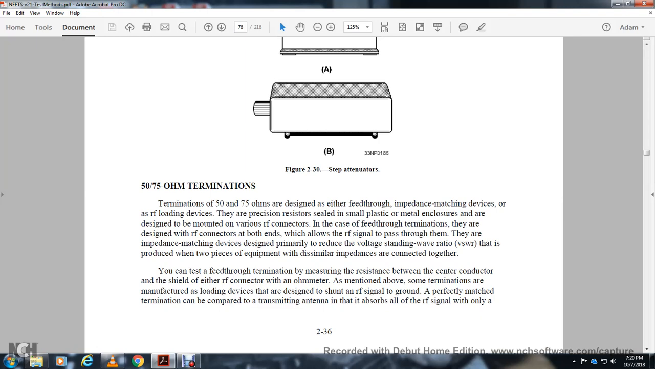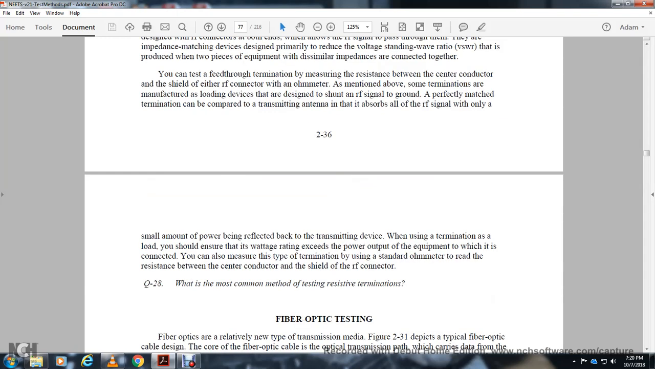You can tap the feed through the termination to measure the resistance between the conductor and shield with either radio frequency connected with the ammeter mentioned above. The termination is a manufactured load device designed to terminate the radio frequency signal to the ground and is perfectly matched, compared with the transmitting antenna, with all of the radio frequency, with only a small amount of the power being reflected back into the transmitting device.